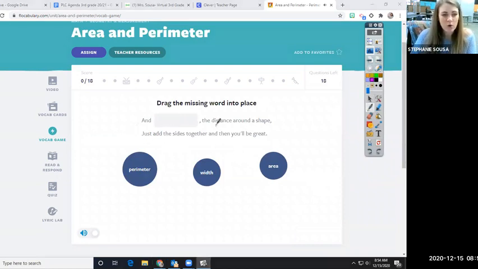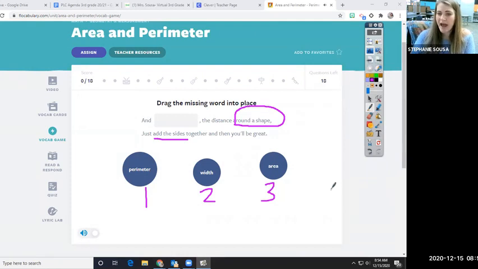And blank, or the distance around a shape. Just add the sides together and then you'll be great. When do we add sides? Perimeter, width, or area? When do we add up sides? And y'all, I'm gonna knock some people out via camera if I do not see this when we just took notes on it. When do we add sides together? When do we do that?